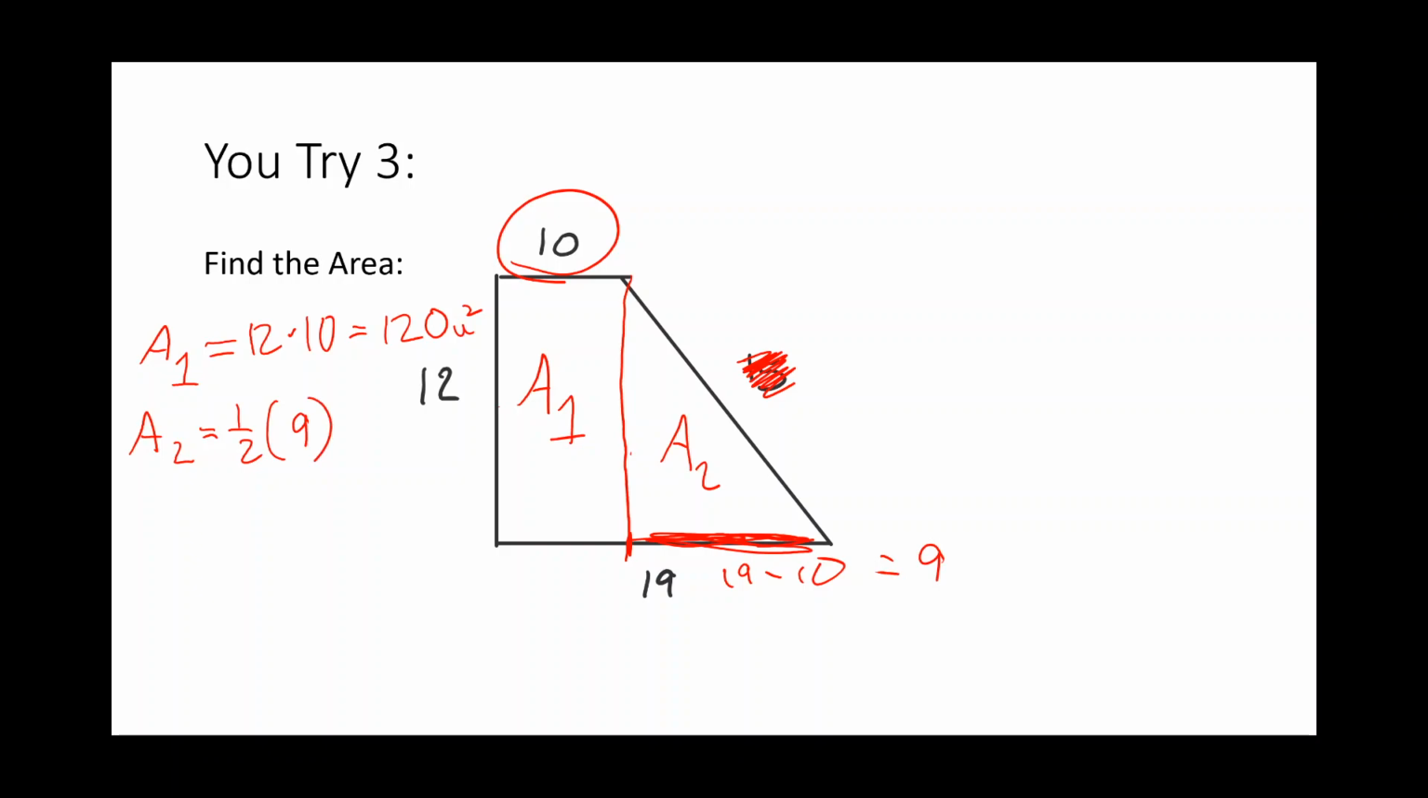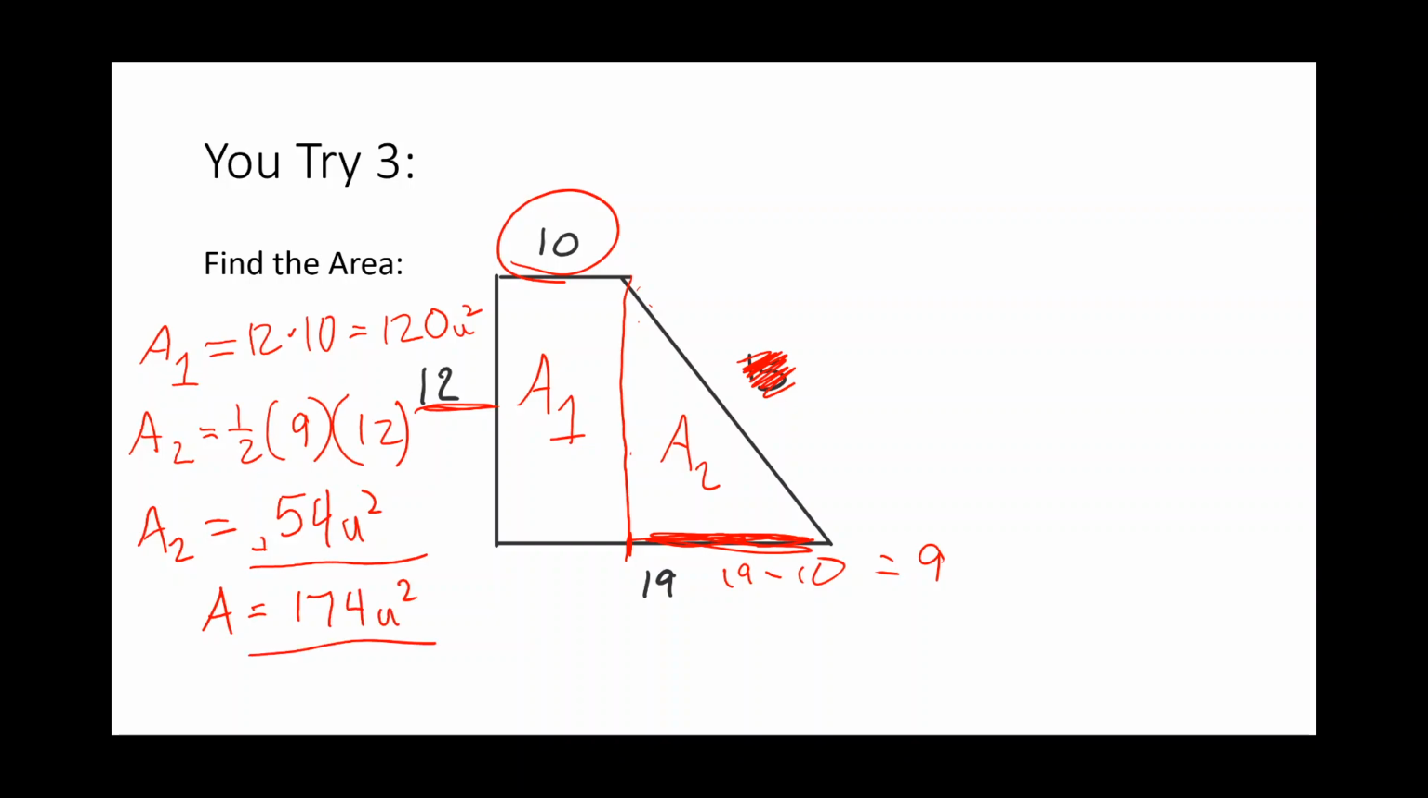So 1/2 times 9 times the height, which is 12. Not 15, it's 12, because this is the height right here, not the hypotenuse. We don't want to use that 15. Okay, so 0.5 times 9 times 12 is 54. So we'll have 54 units squared. Now I just need to add them together. 120 plus 54 is equal to 174 units squared.